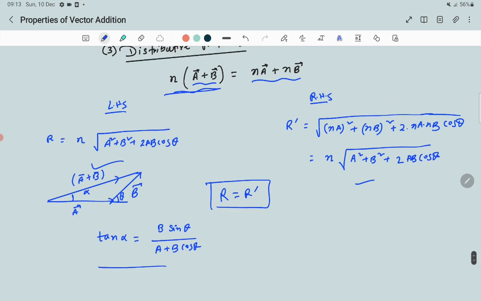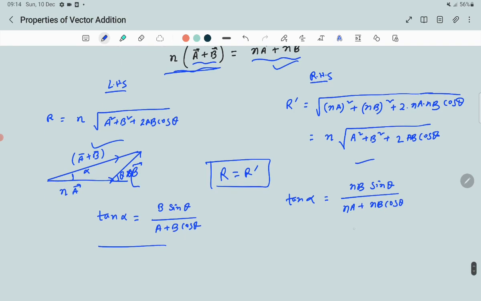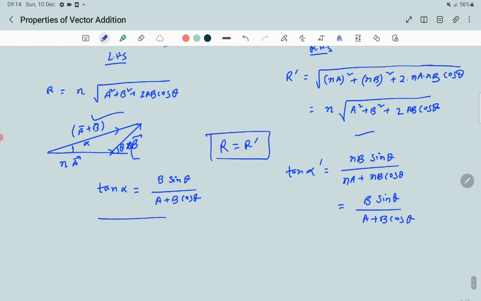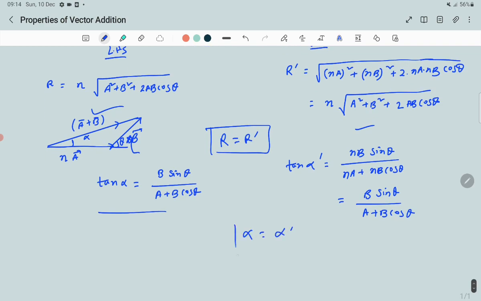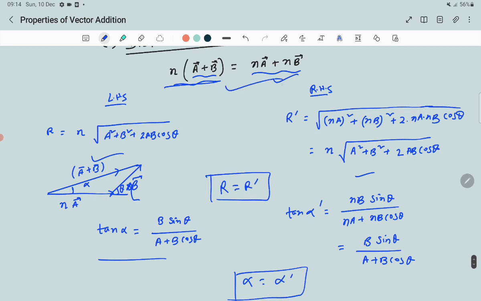But if you write this as na and this as nb, then what will be tan alpha? That is for the right hand side. In this case, tan alpha will be nb sin theta divided by na plus nb cos theta. If you take n common, then n will cancel out, so it will be b sin theta upon a plus b cos theta. If you call it alpha dash, you can see that alpha is equal to alpha dash. So this is how you can prove this.